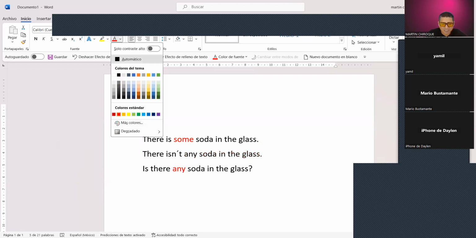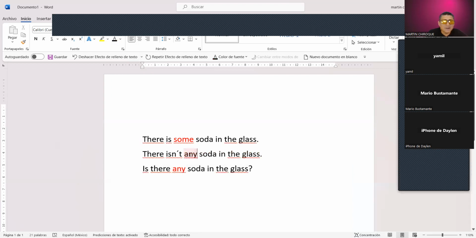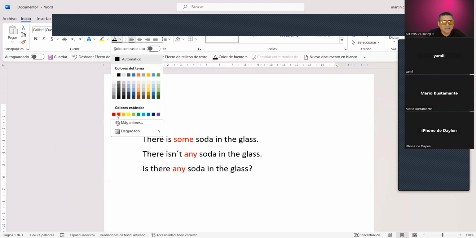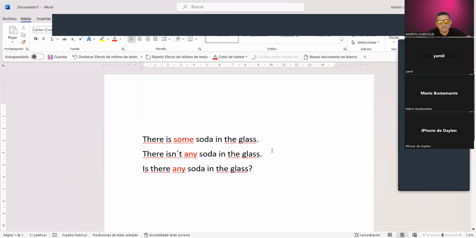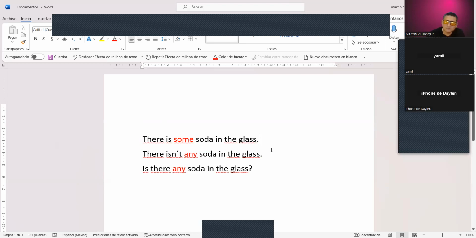This is very important. No te preocupes, Mario. Disculpe. One question. Yes. El any, ¿se lo puedo utilizar para una oración negativa y una pregunta?